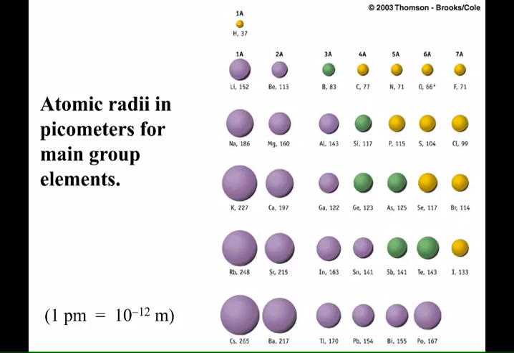This is just another figure telling you the same thing for the main group elements, the group A elements. And now we actually have a number here associated with, we pick on potassium, that 227 is the radius from the nucleus out to the edge of the electron cloud. And that 227 is in picometers. So 227 picometers is the radius of a potassium atom.